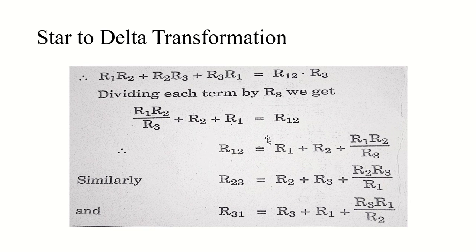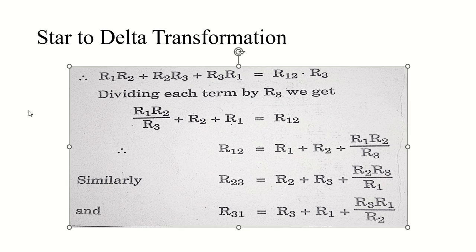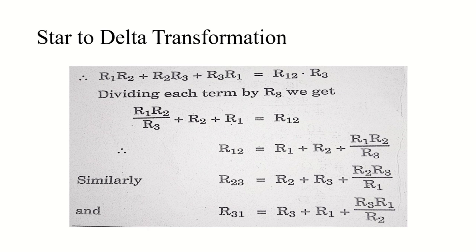When you want to convert the star into delta, the value of Rxy will be Rx plus Ry plus Rx Ry divided by Rz. Or if we are taking R123, then R12 is equal to R1 plus R2 plus R1 R2 divided by R3. You can find a similar pattern in the delta to star transformation as well, which we have discussed.